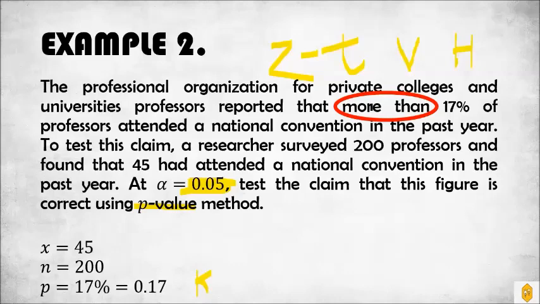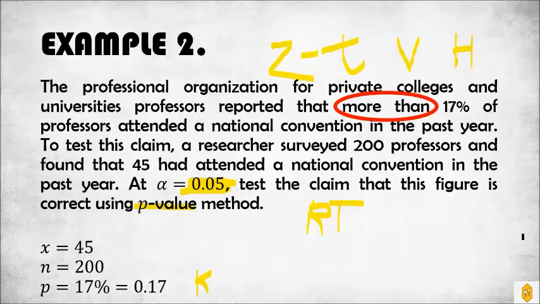Ang more than po ay to the right. Therefore, ang gagamitin natin ay right-tailed test. Remember, yung term na more than ay positive. Kaya right-tailed test yung ating i-apply. So, please refer to the table I presented sa part 1 para hindi po kayo malito kung ano yung type of test na gagamitin given yung ating direction.